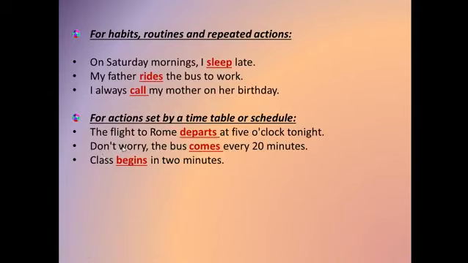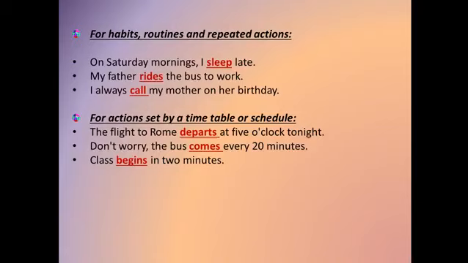Now the second example, don't worry, the bus comes every 20 minutes. So again, this is a schedule. Every 20 minutes the bus comes to the bus station. So again, this action is set by a timetable or a schedule. Now the third example, class begins in 2 minutes. So again, this is a timetable. So in 2 minutes the class is going to begin. So this is also a certain time this action is going to happen in. So this is a schedule or a timetable.